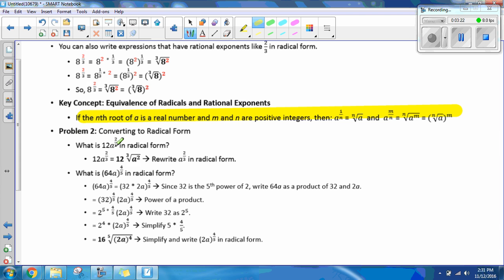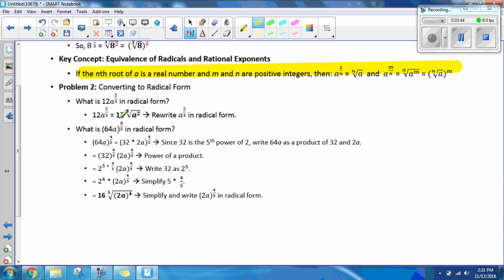We have 12 times a to the 2/3 power. The 2/3 power is only applying to the a, so we leave 12 alone. And a is being raised to the second power, but it's also being raised to the 1/3 power. So we can take the third root of a squared.